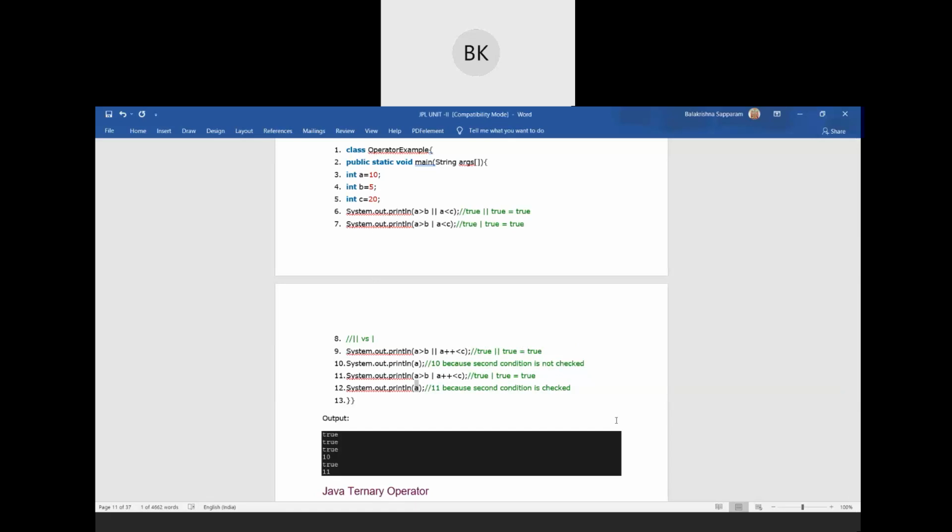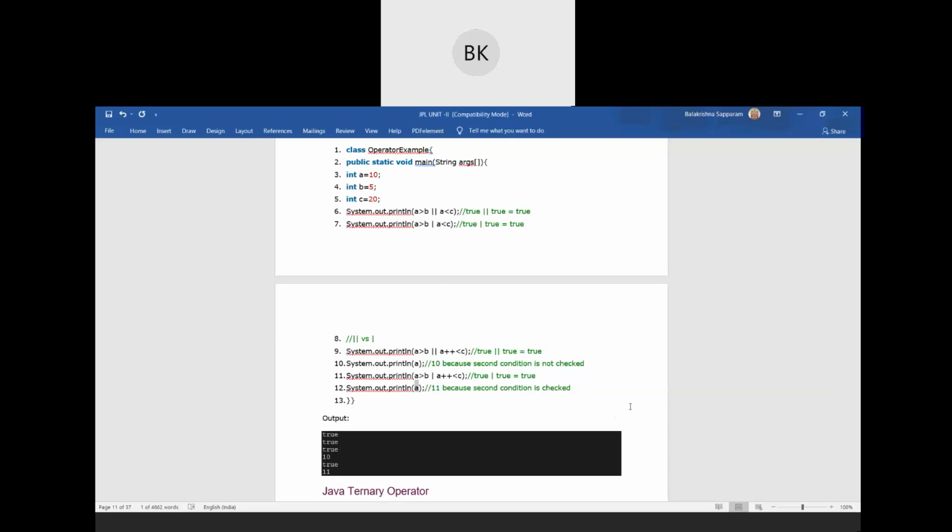That is the difference between the bitwise operators, bitwise AND and bitwise OR, and logical AND and OR. Logical AND and OR operators are short circuit operators. Bitwise AND and bitwise OR are not at all short circuit operators. These are different.